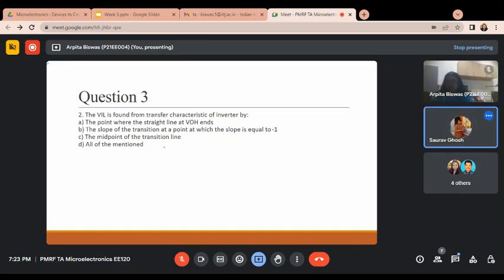Ma'am, first option. The point where the straight line at VOH ends. Anyone else? Yes, ma'am. So like the previous question, I am thinking maybe option D, madam. Chances are there. Why? Because whenever VIL crosses, if you calculate the slope also you will get -1, madam. Delta V out by delta V in. My guess, madam. That's why I am saying option D. Maybe I may be wrong, but I got answers A and B relevant to that, but there is no specific answer for that. I am choosing D, madam.